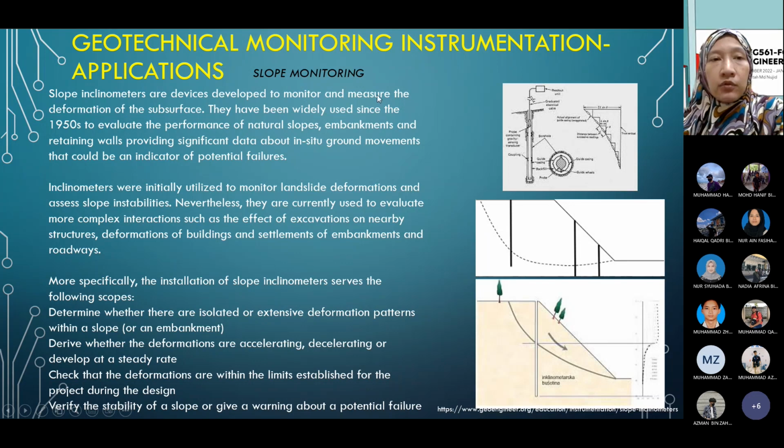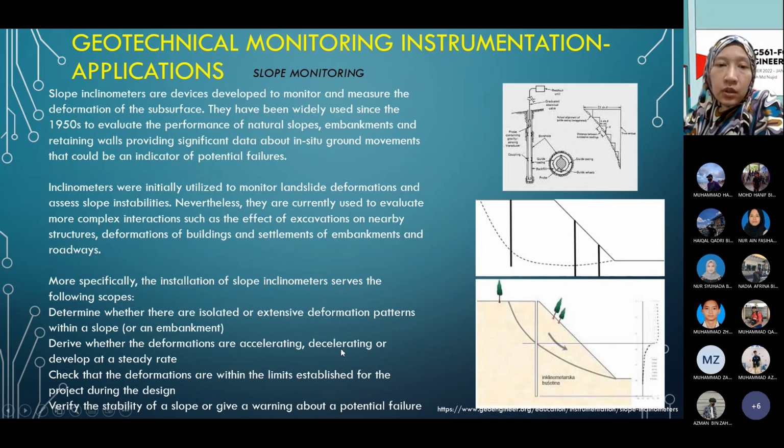And what is the purpose of using the inclinometer devices? It's again to monitor and measure the deformation of the subsurface. It was already introduced in the 1950s to evaluate the performance of natural slopes, embankments, and retaining walls, providing significant data about in situ ground movement that can be an indicator of potential failures. The inclinometers were initially utilized to monitor landslide deformations and assess slope instability. They are currently used to evaluate more complex interactions, such as the effect of excavations on nearby structures, deformations of buildings, and settlement of embankments and roadways.